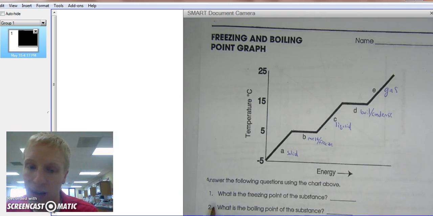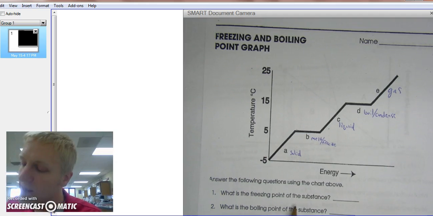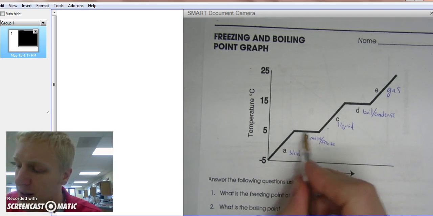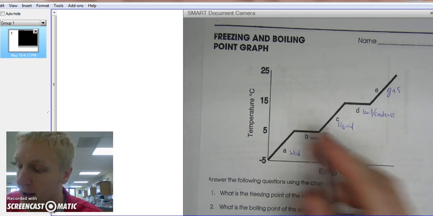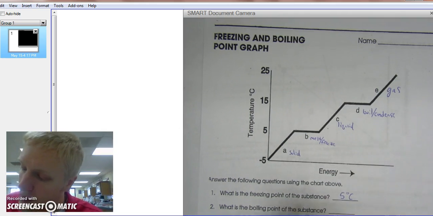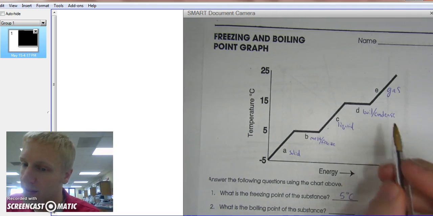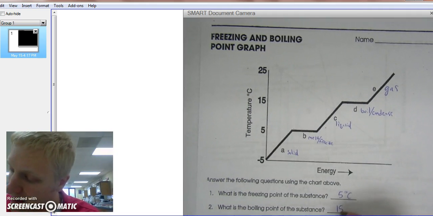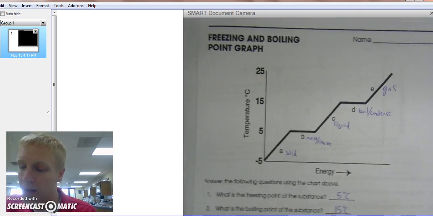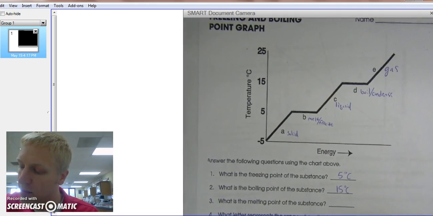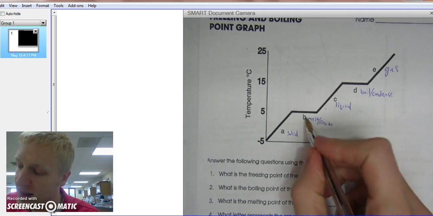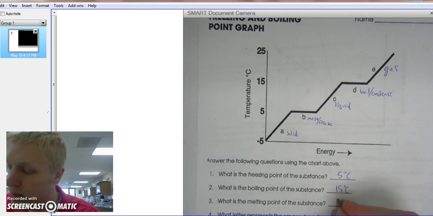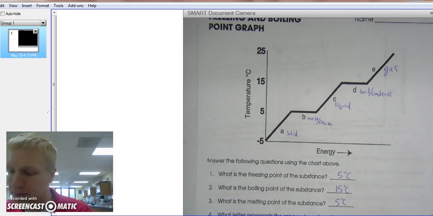We answer these questions at the bottom. It says, what is the freezing point of the substance? So the freezing point is right here, B. Looks like 5 degrees Celsius. Then it says, what is the boiling point of the substance? Well, boiling point is D. Looks like 15 degrees Celsius. Then the third one says, what is the melting point of the substance? That's the same thing as freezing point. Melting point, freezing point, 5 degrees Celsius.